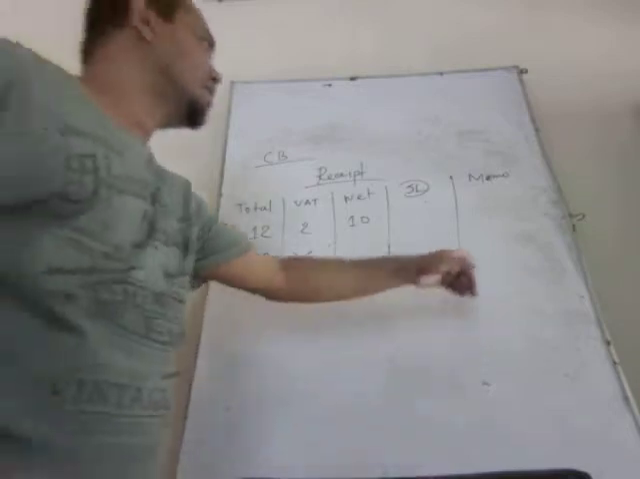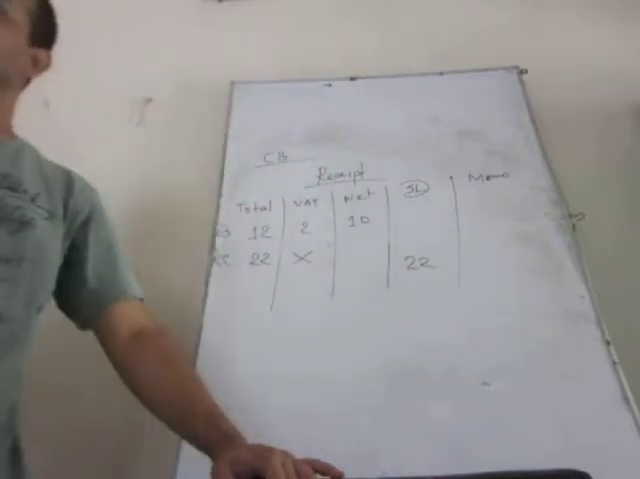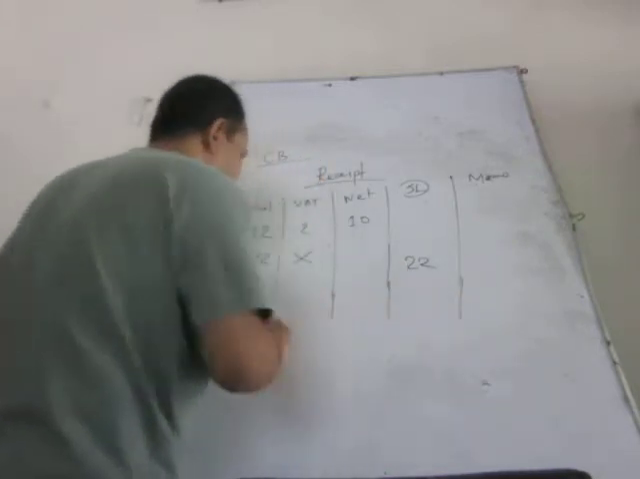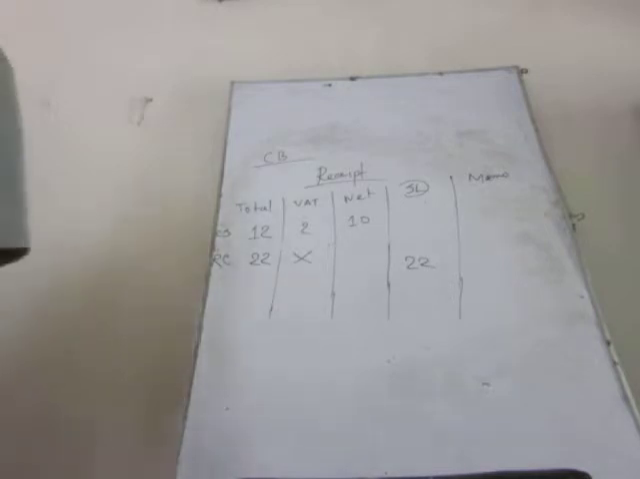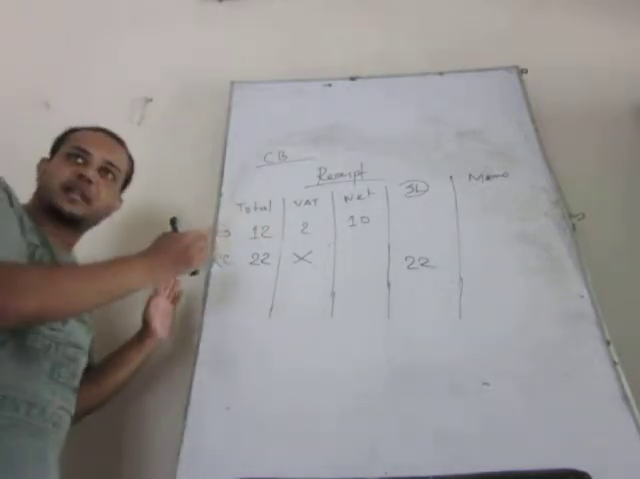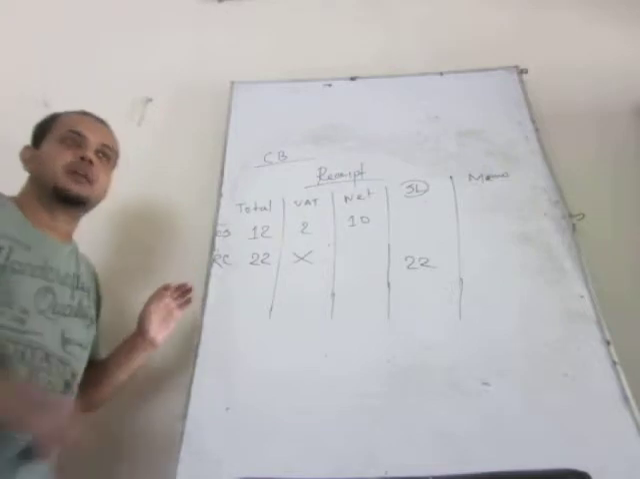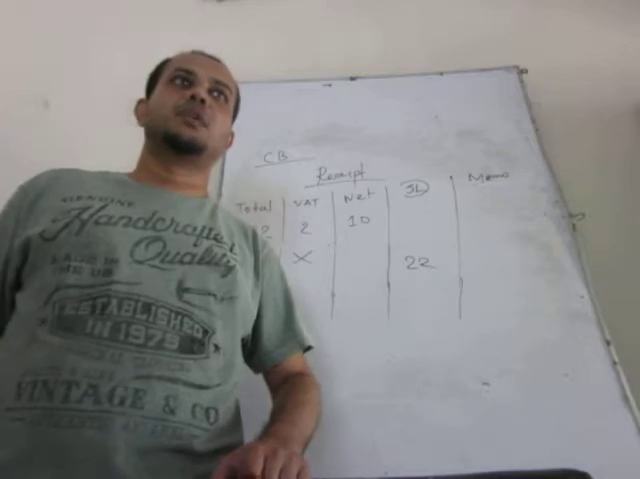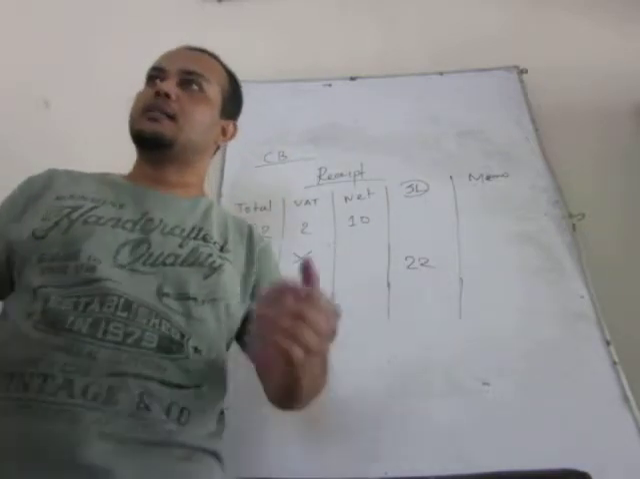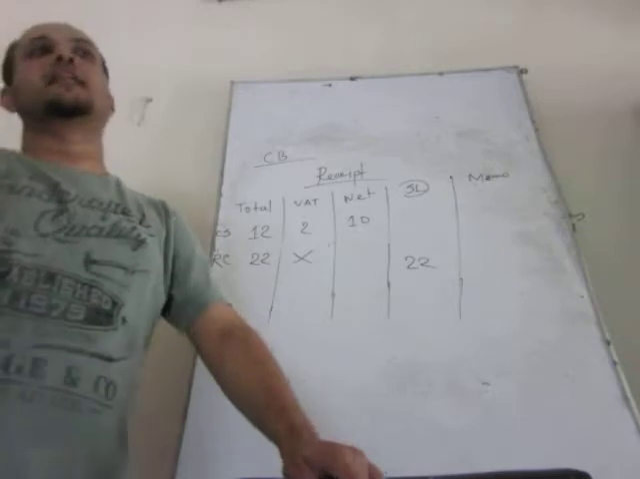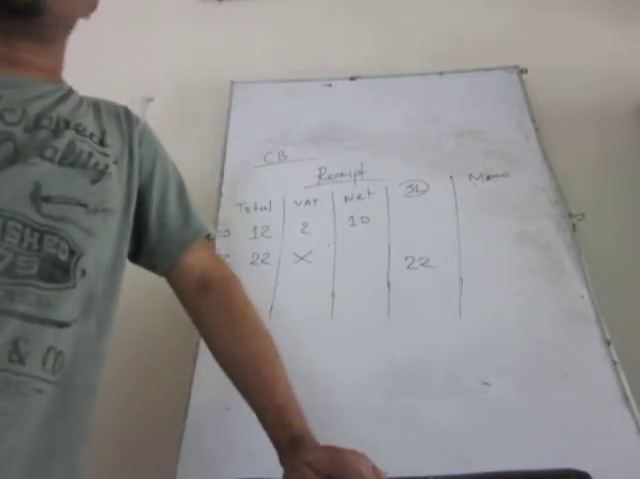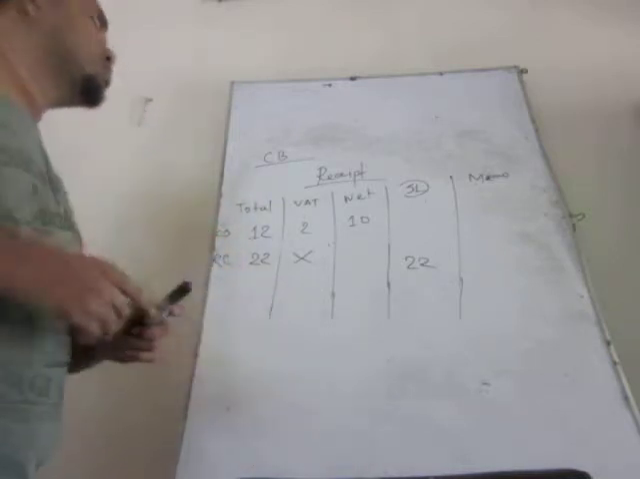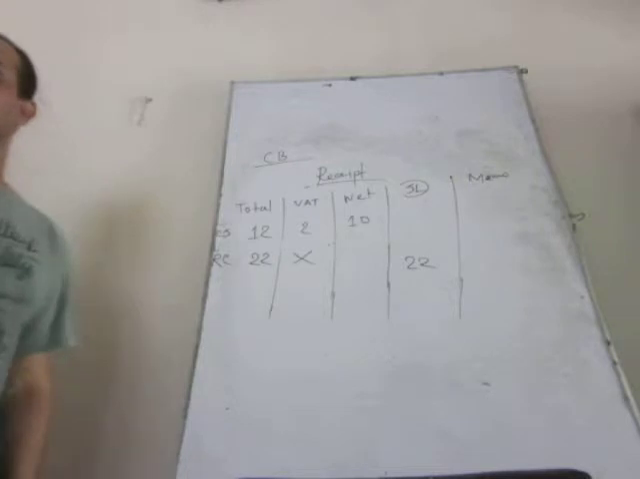Another thing is memoranda. Normally this is the cash book receipt side. There is another component we'll discuss later on, discount. One is discount allowed, another is discount received. A supplier can allow discount to the customer, and from the customer's perspective, that discount is a kind of discount receipt.